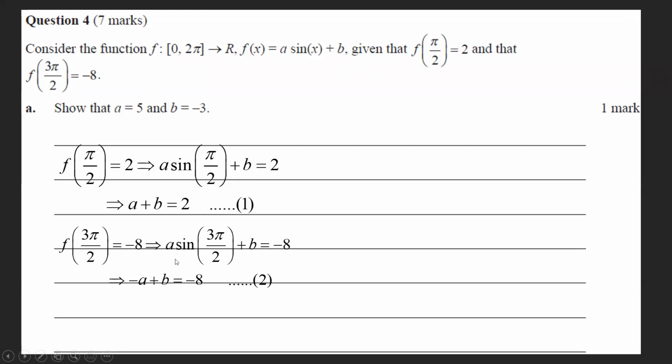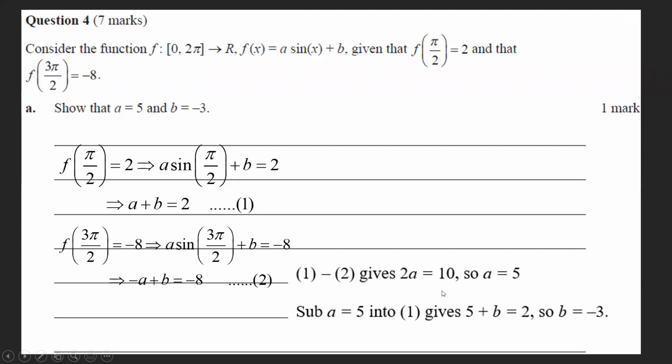With these 2 equations, you notice there is an a and a -a. So adding up these two equations will give you, let's say, 2b equals -6, which gives you b equals -3. But here I used another method. I subtract the second one from the first one to get a equals 5, which is also true. So from these two equations, you need to show some correct working. And yeah, that's basically the show that question. And let's look at the next one.